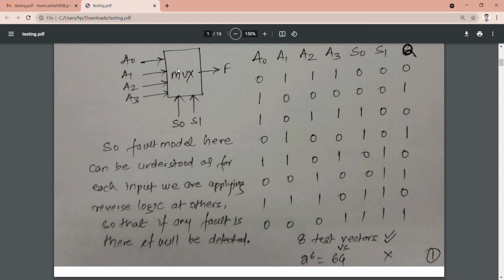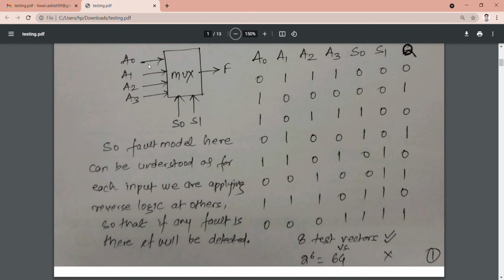To test this particular 4-input multiplexer, how many test vectors are required? If we go by this truth table, this is the first test vector, this is the second, third, fourth, fifth, sixth, 7 and 8. How many test vectors are required? 8 test vectors are required to test this particular multiplexer.